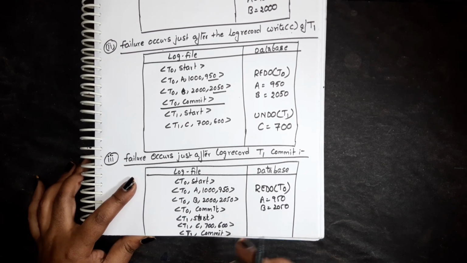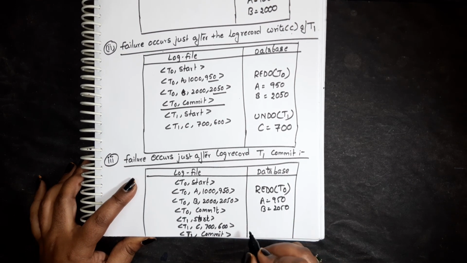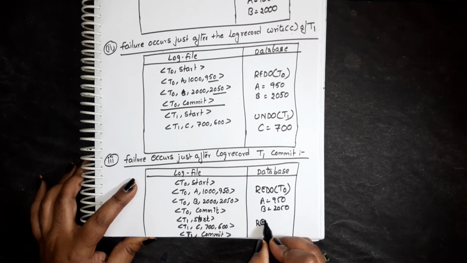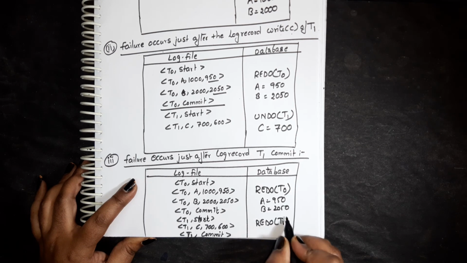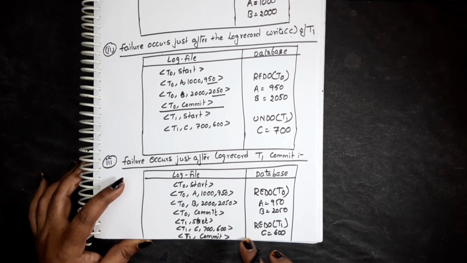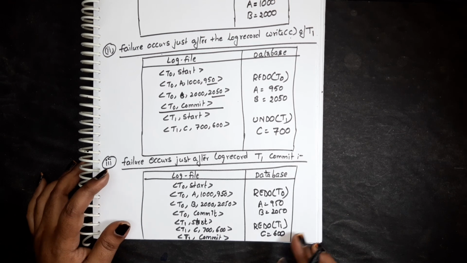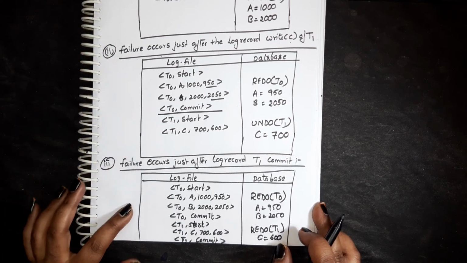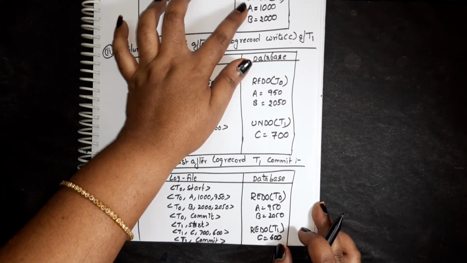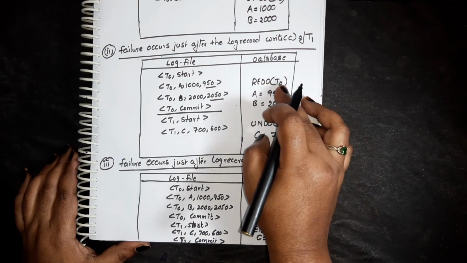In this situation the commit operation is executed. Similarly you are going to execute redo of T1. So finally the value of C is equal to 600. Likewise you are going to update. So in the three situations where the failure occurs, this is how you redo and undo.